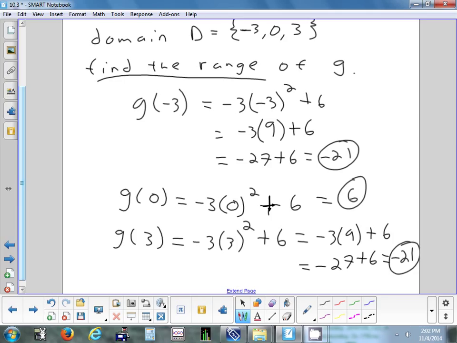What do you notice about the values in the range? The 2 were the same. Yeah, there's 2 that are the same. Is that a function? Yeah.